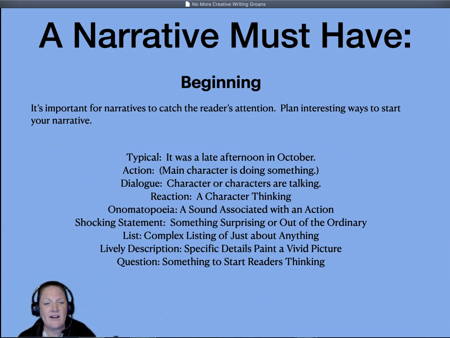Now, when you have a narrative, it must have a beginning that grabs the reader's attention. So you should plan interesting ways to start your narrative. It could be the typical way, which is it was late afternoon in October, or it was very early Christmas morning.